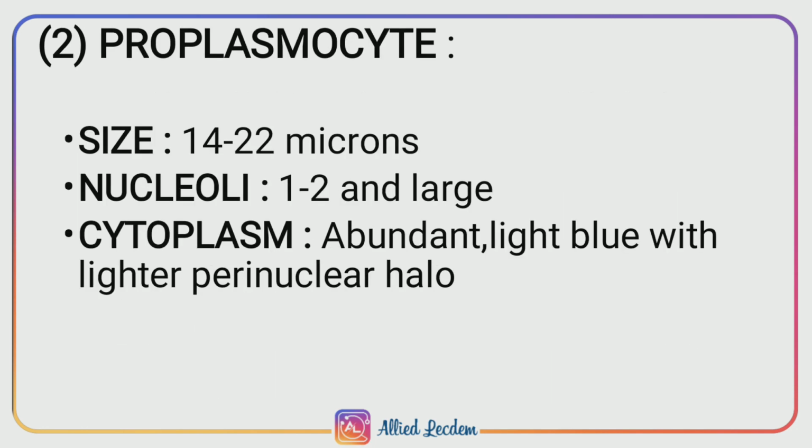Proplasmocyte. Its size ranges from 14 to 22 microns and nucleoli present here is large and it is 1 to 2 in number. Cytoplasm is abundant, light blue with lighter perinuclear halo.